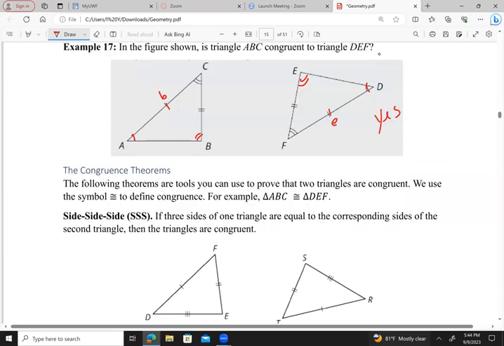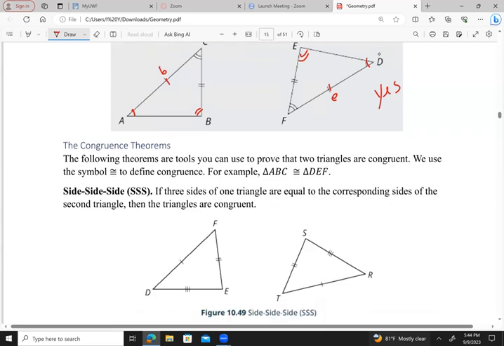So now we have congruence theorems. There's three of them, I believe. The following theorems are tools you can use to prove that two triangles are congruent. We use this symbol, which is basically an equal sign with a squiggly line over it, to define congruence. For example, triangle ABC is congruent to triangle DEF.